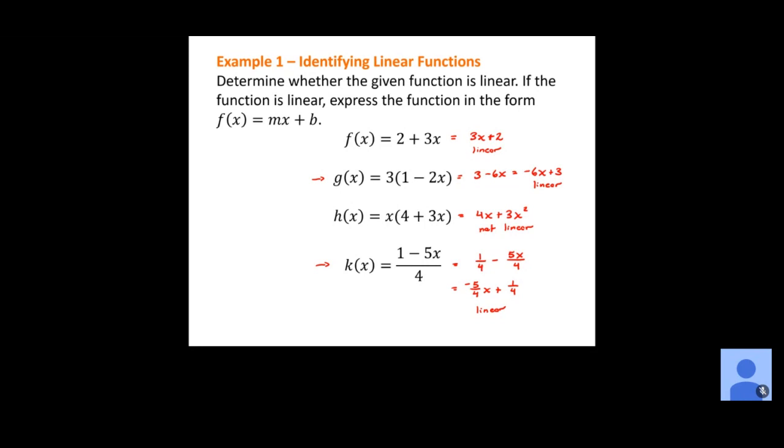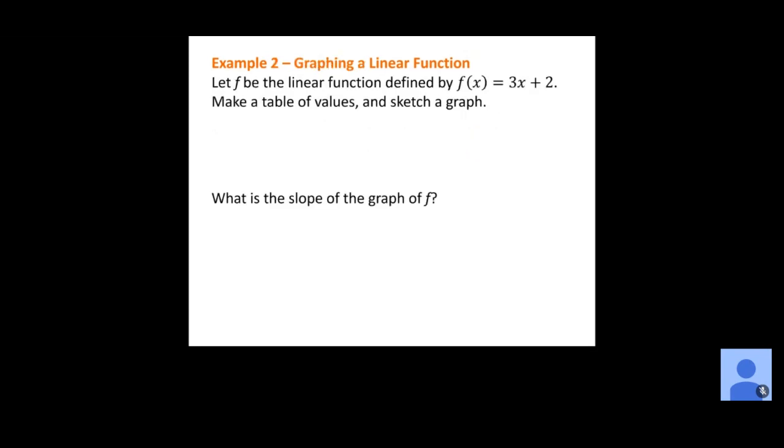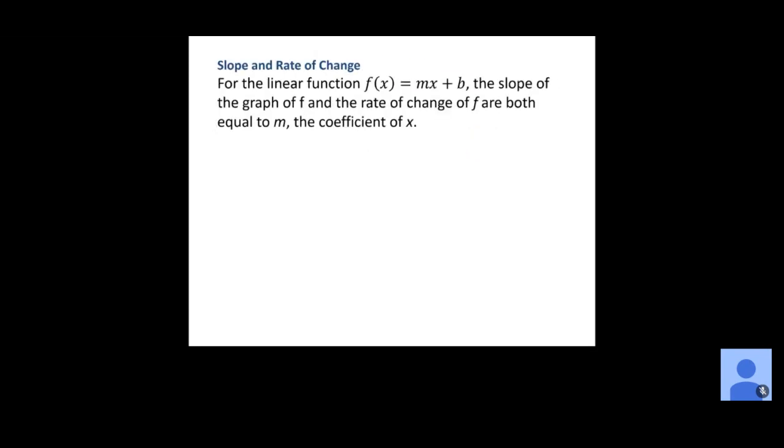All right, skip example 2. Slope and rate of change. For the linear function f of x equals mx plus b, the slope of the graph of f and the rate of change of f are both equal to m.